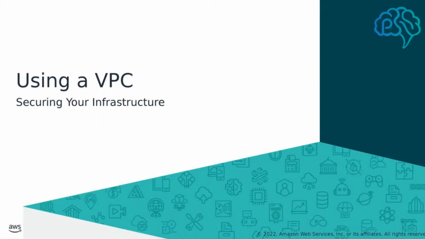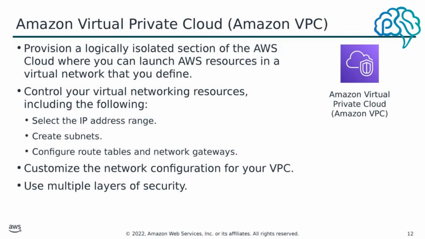So next up here, let's talk about a VPC and why that's so critical to security. So in terms of a VPC here, one of the things to consider is that you use a VPC to provision a logically isolated section of the AWS cloud where you can launch your AWS resources. The isolated section is called a VPC, or a virtual private cloud.